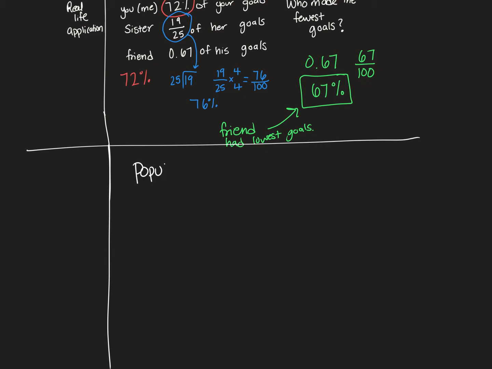So population, okay? We're going to say the state of Washington has 1/50th of the population in the U.S. California, which is the state you live in, has 12/100ths of our population, or 12% of our population.